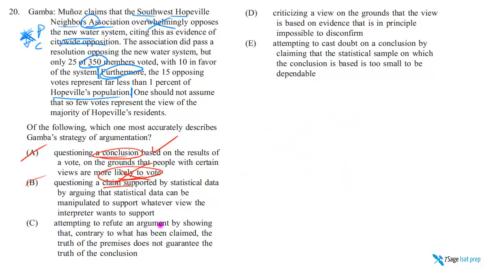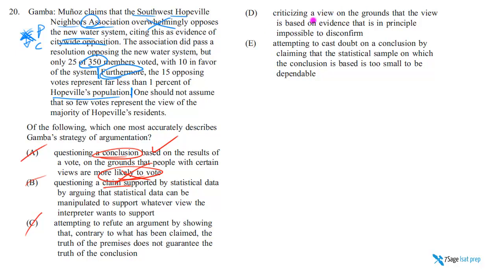C says it attempts to refute an argument by showing that contrary to what has been claimed, the truth of the premises does not guarantee the truth of the conclusion. This is really good. This answer choice describes every single weakening question the LSAT ever asks. That's exactly what we're doing. We're saying the truth of the premise doesn't guarantee the truth of the conclusion. But the problem is that that only describes a little bit of the argument. His main attack is precisely saying that this premise is not true, that there is no overwhelming opposition from the neighborhood association to the new water system. So that's what makes C incorrect.